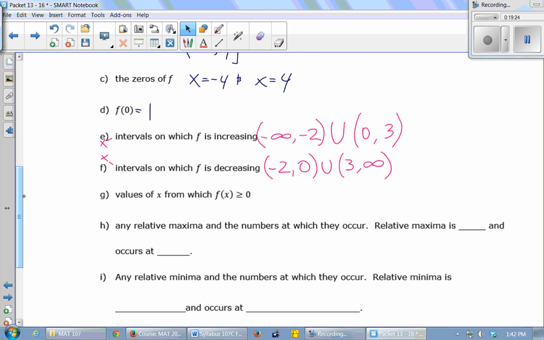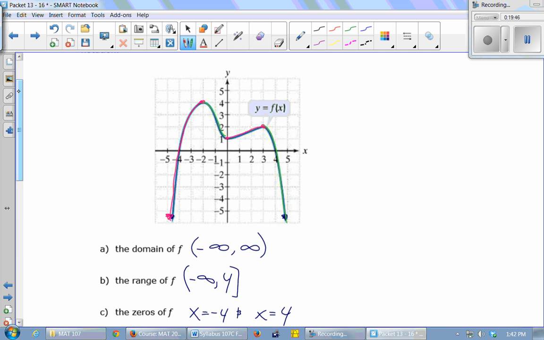Okay, so values of x. So I'm looking for an interval of x values. Maybe an interval, maybe it's just a list, I don't know. For which f of x, which you could read as y, f of x represents y coordinates, are bigger than or equal to 0. So I'm looking for points on this graph that have positive y coordinates. Okay, so where are they?